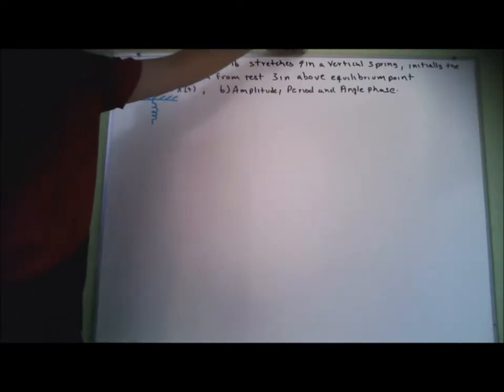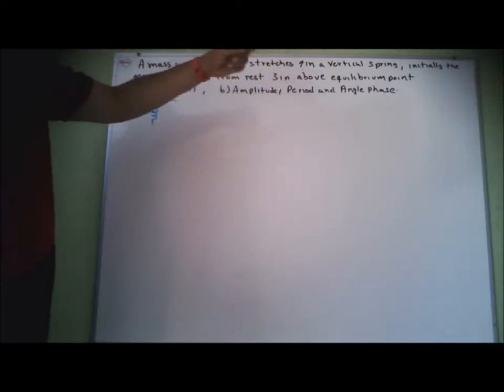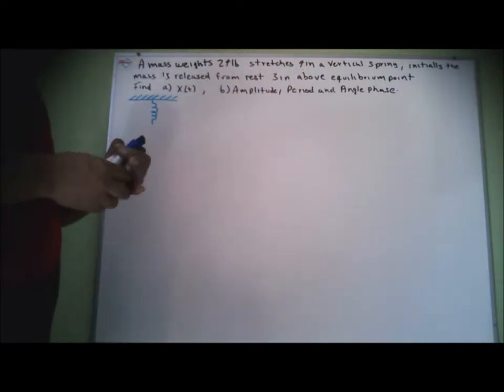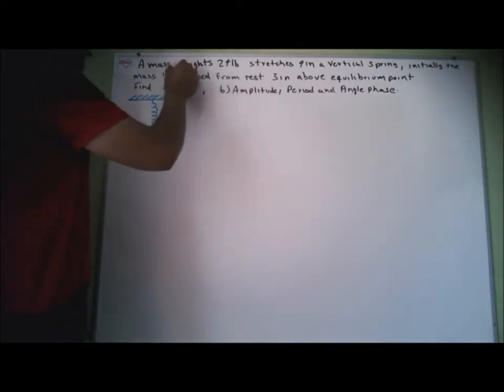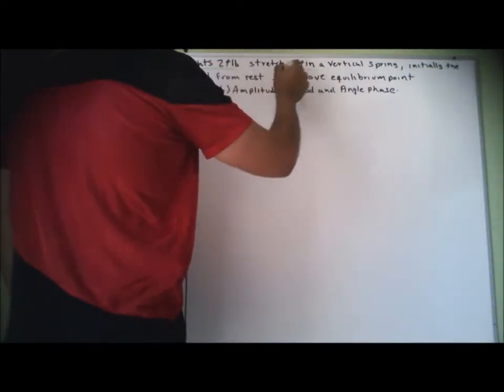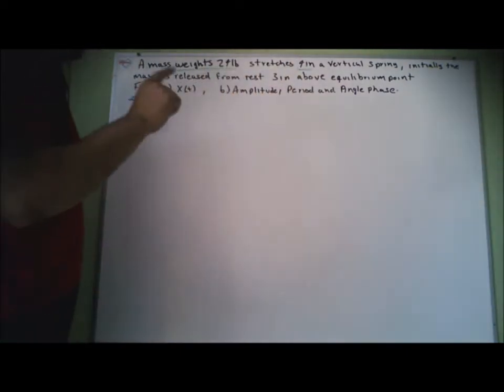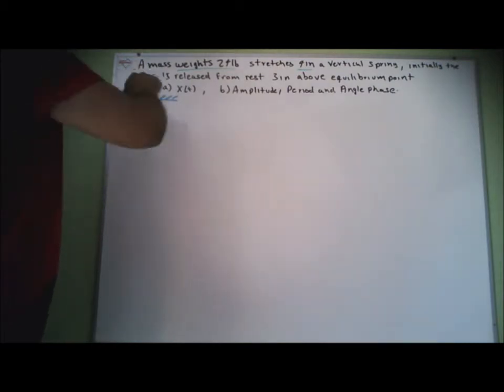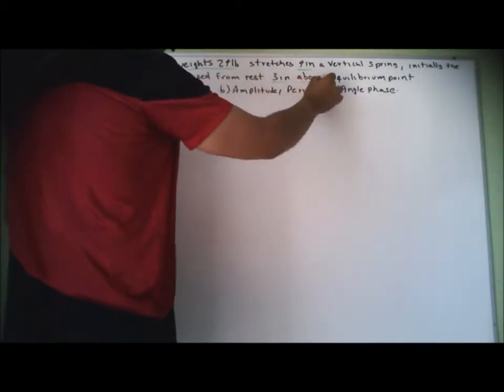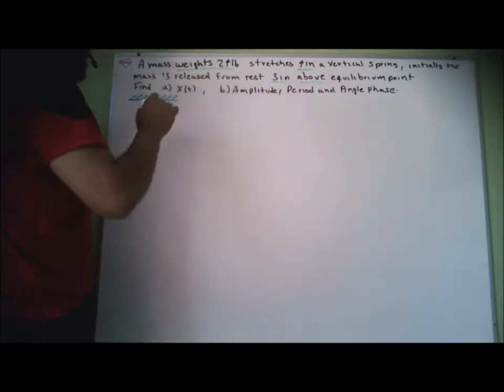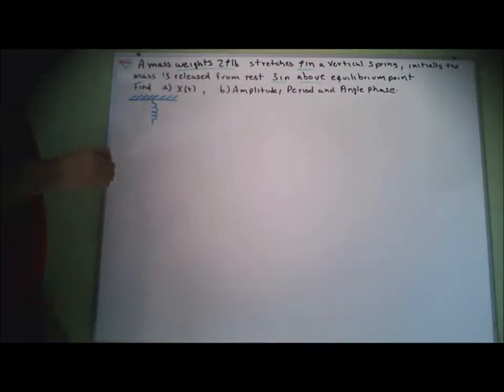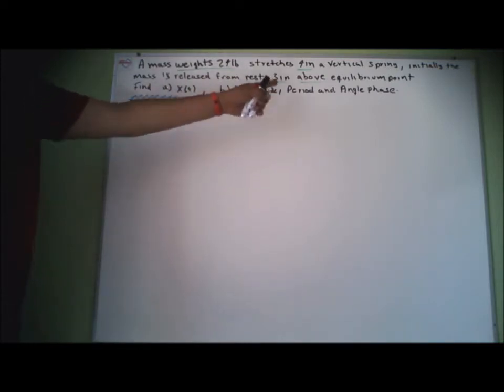A mass weighs 24 pounds. It stretches a vertical spring 4 inches. Initially, the mass is released from 3 inches above the equilibrium point. Find the position, the formula of the position. That is inciso A, inciso B: find the amplitude, the period, and the phase angle.